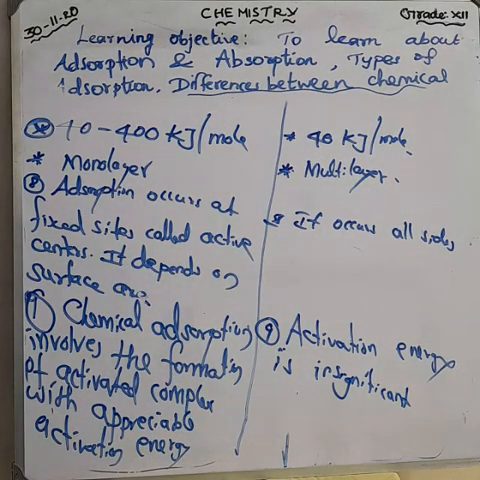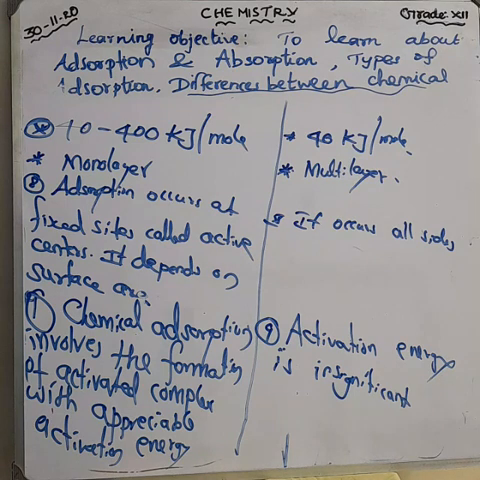These are the nine points about the differences between physical and chemical adsorption. It's a very important question. Don't forget that. It's a very important repeating board exam question. This is the question for today's assignment. What about chemical adsorption? The first point: it is very slow. Physical adsorption is instantaneous. What's the meaning? It happens immediately or quickly.